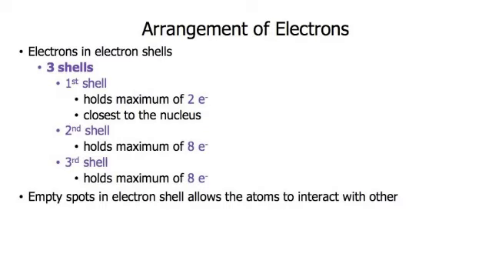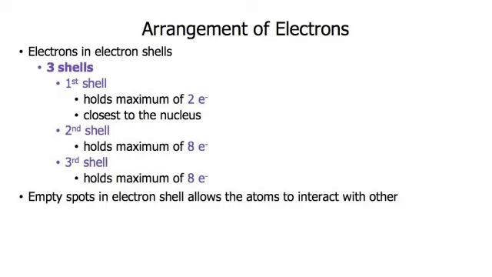So remember a few slides ago we looked at that helium atom? The helium had the 2 protons and the 2 neutrons in the nucleus, and then it had 2 electrons in its outermost shell. When an element's outermost shell is full of electrons, we call that valence.